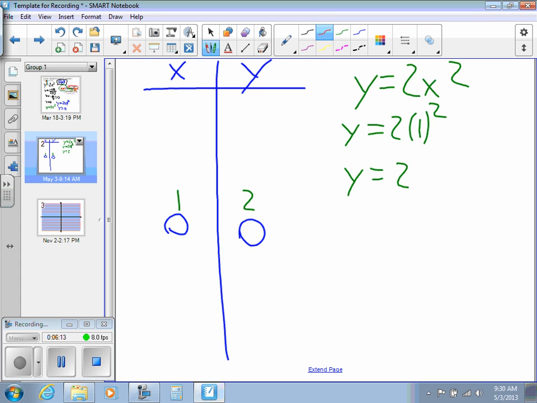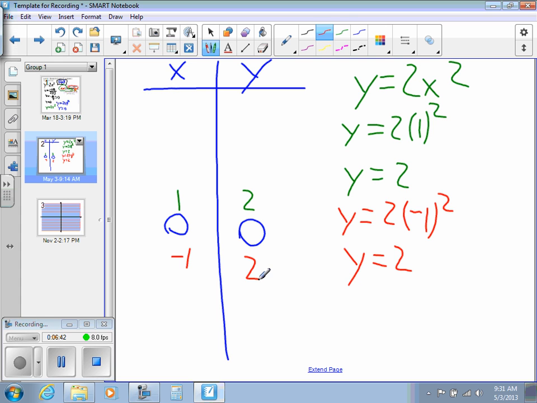Okay, let's try a negative number. Let's do negative 1. So now we've got y equals 2 times negative 1 squared. Okay? And negative 1 squared is positive 1. Positive 1 times 2 equals 2. So y equals 2.